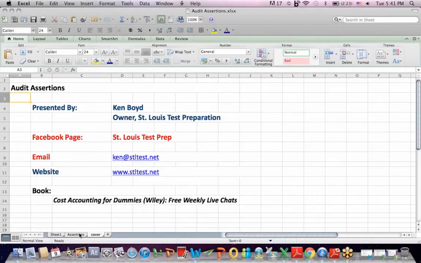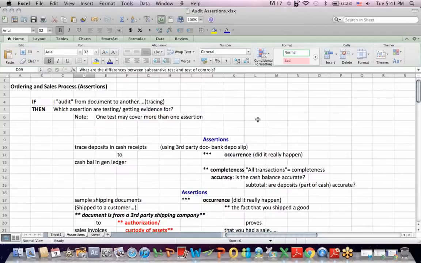This is a series of questions about a particular area of a business. What the student was asked to do was to determine which audit assertion applied to these different transactions. They were subject to judgment. I think there was some overlap, but I'd like to go through this because it really digs into audit assertions and made me think about what was going on. So we're talking about an ordering and a sales process.